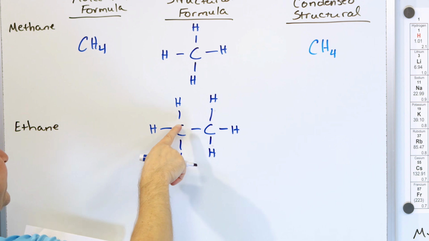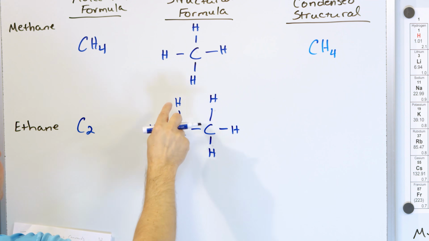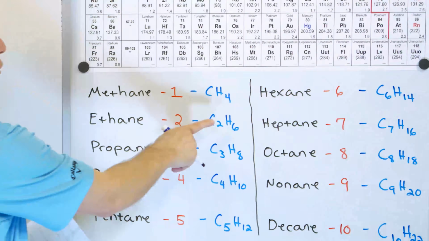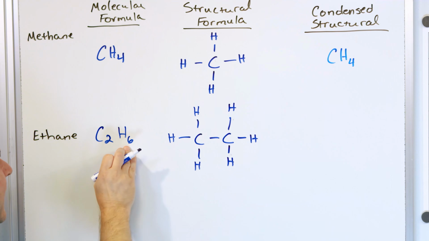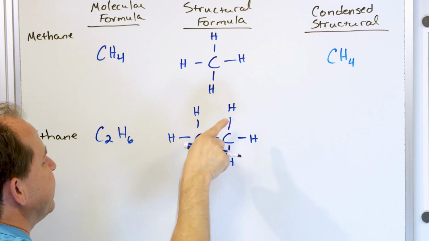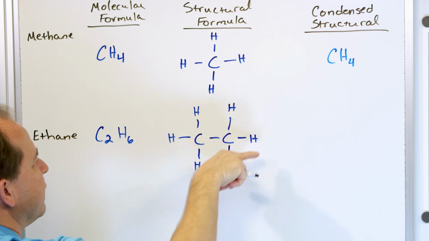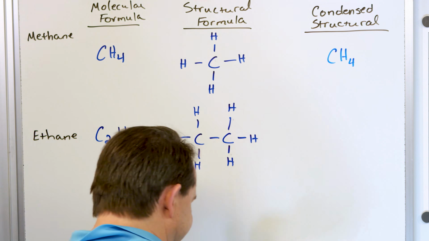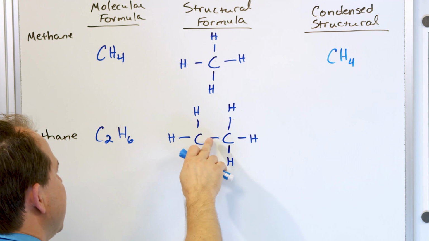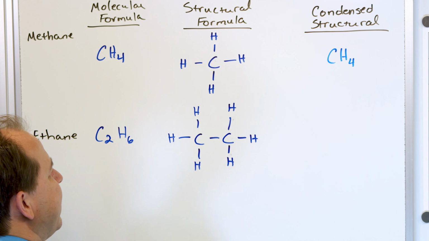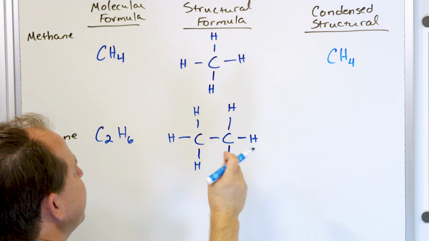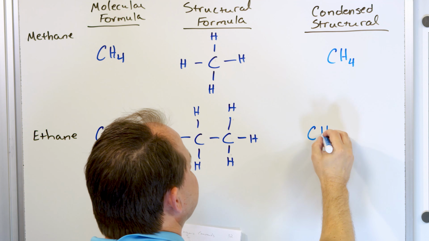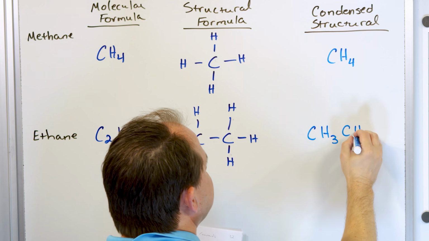So we now know that we have C2H6, which matches what we wrote down over here. The reason it has to be 6 hydrogens is because every carbon has to be bonded to 4 things, and since you have one here, you just count them up and that's what it is. Now the condensed structural formula is a way of writing this that gives some of the information about the structure, but not all the lines everywhere. So the way you would write it is CH3CH3.